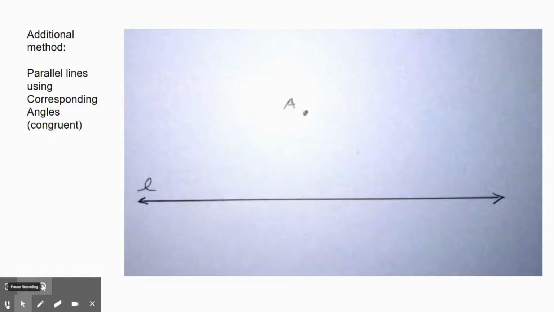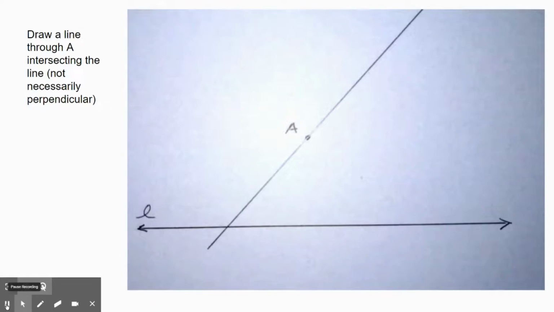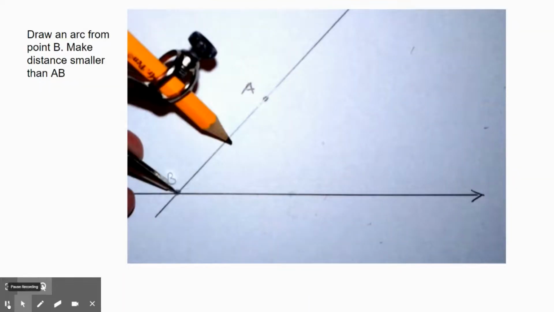Another method that's not in your book, but it is a valid method of constructing parallel lines, or at least a line going through point A that will be parallel to line L, uses congruent angles or corresponding angles. The first step is to draw a line going through point A intersecting line L, and it doesn't necessarily have to be perpendicular. Next, you're going to draw an arc from point B, and I really emphasize maybe make it smaller than AB because I want to show you how the points correspond.